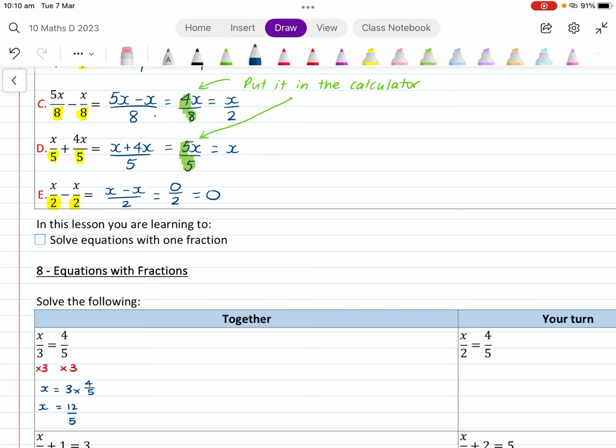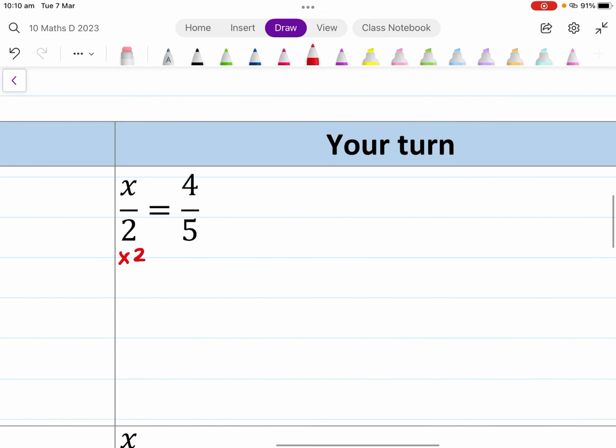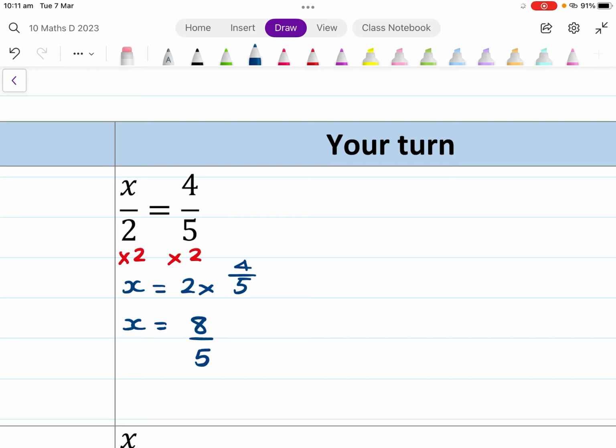Okay, you should have had a go at x over 2 equals 4 over 5. What you should have done is realize you wanted to get rid of that divide by 2. So you want to times both sides of the equation by 2. This leaves us with x equals 2 times 4 over 5. So x equals 2 times 4 over 5 in our calculator is 8 over 5.